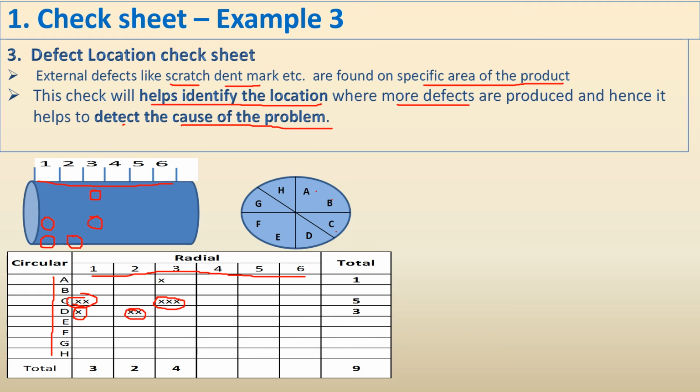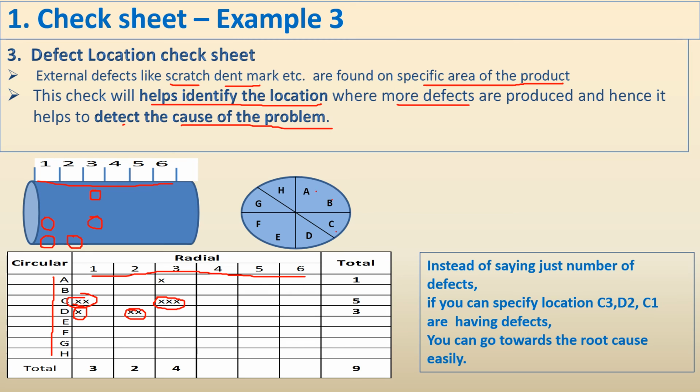This check sheet will help to identify the location where more defects are produced. Okay, I have shown here, instead of just saying the number of defects, it just says that at D1, D3 there are some scratches and dent marks on this round bar, but we have not shown it here. So if you specify the location, like C3, D2, C1, here C1, C3, D1, D2, etc. are having the defects, we can go easily toward the root cause of the problem. Easily we can find the root cause.